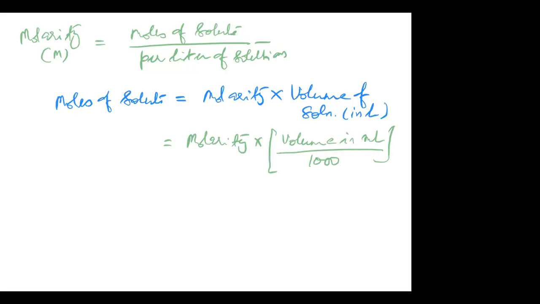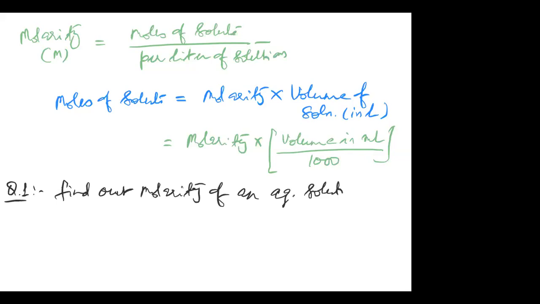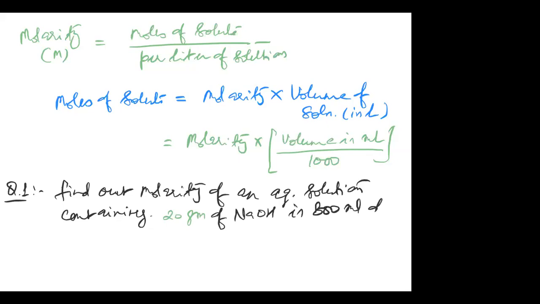For example, let's do a few questions based on this. Question number 1 related to molarity: find out the molarity of an aqueous solution. Aqueous solution means the solvent is water. So find out the molarity of an aqueous solution containing 20 gram of NaOH in 800 milliliter of solution.